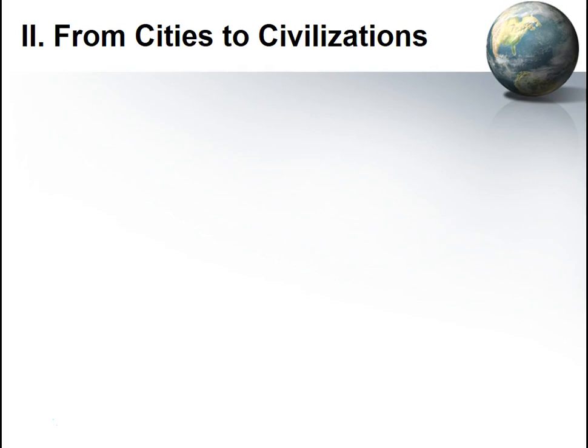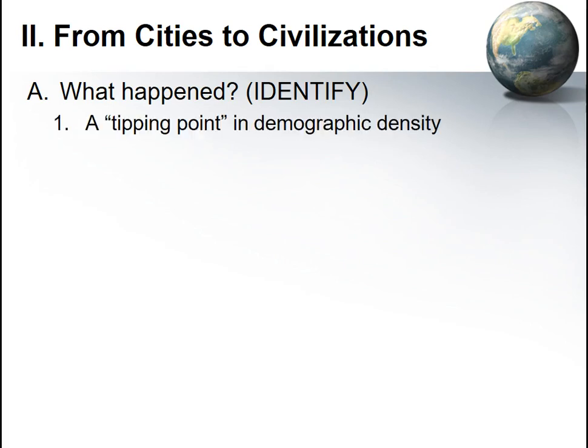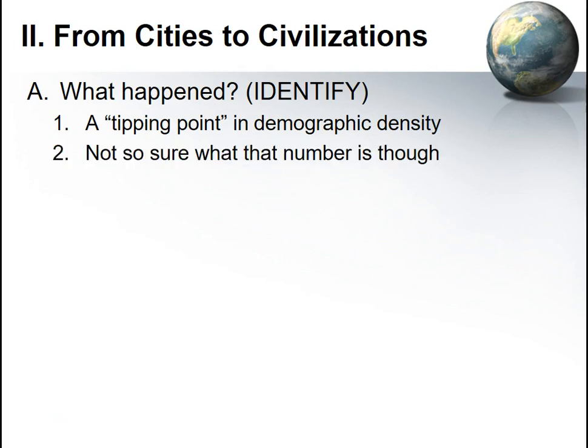So then how do we get from cities to civilizations? Well, first of all, what happened? Well, what happened is there appears to be a tipping point in demographic density. In other words, these cities get so big and so many people so tightly packed, at some point there's like this flip, this switch from just being a city to being a civilization. The problem, though, is we're not exactly sure what that number is.